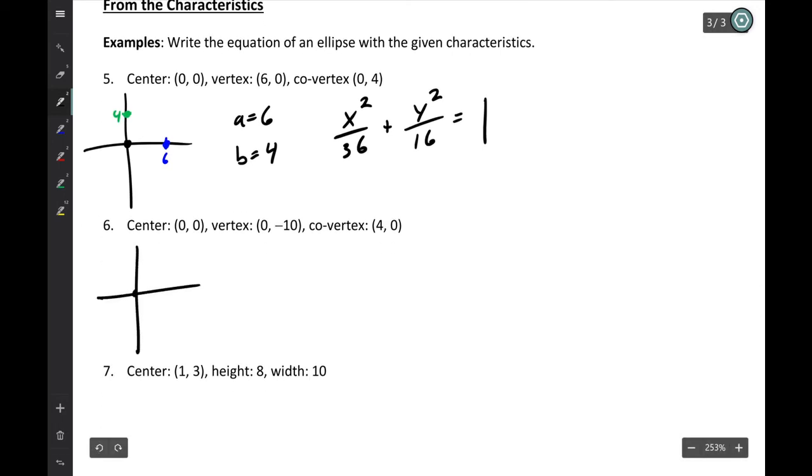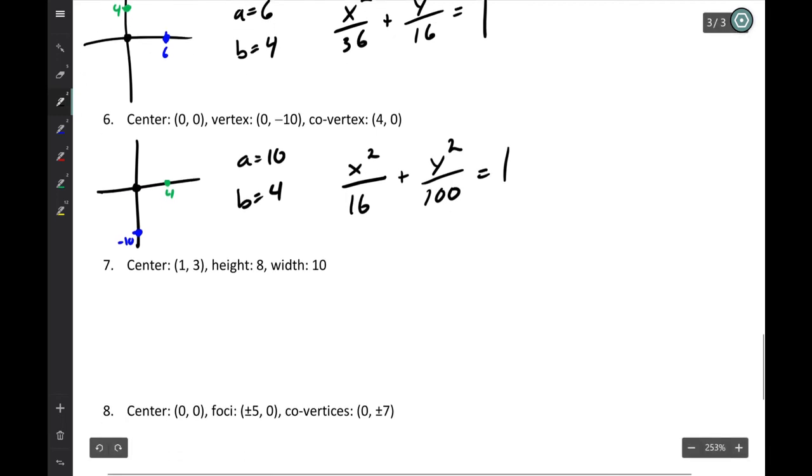All right, this next one. Center at 0, 0, and then vertex at 0, negative 10. Okay, so this one's going to be a vertical ellipse. And then my co-vertex is at 4, 0, which is right here. Okay, because I know this, I know a is equal to 10, b is equal to 4, center's at 0, 0 again, so it's x squared over my b value this time, squared, which is 16, plus y squared over 100 is equal to 1.